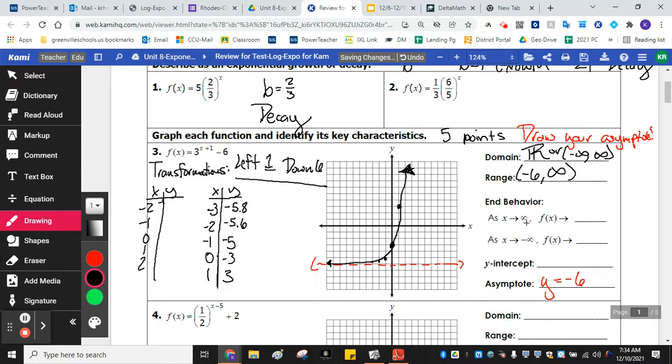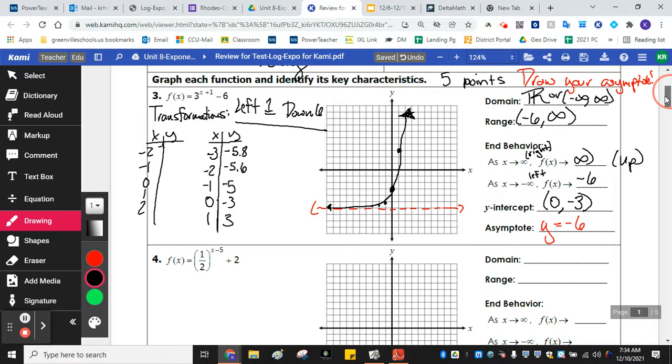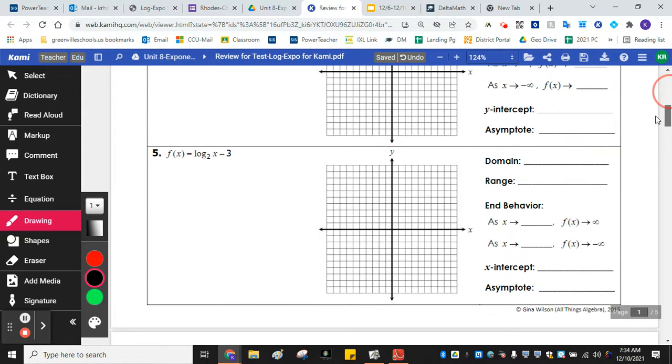As x goes to the right, so as your graph goes to the right, your graph is going up, and up is positive infinity. As your graph is going left, your y values are getting closer and closer to your asymptote, and your asymptote is at -6. Y-intercept is when x equals 0. Let me find that. So that's how I expect you to do on the test. Hopefully without messing up like I did.